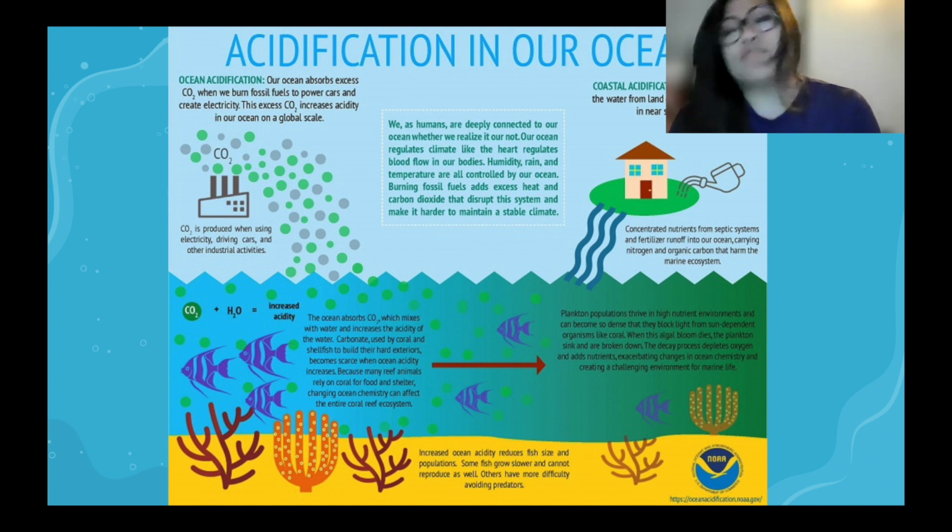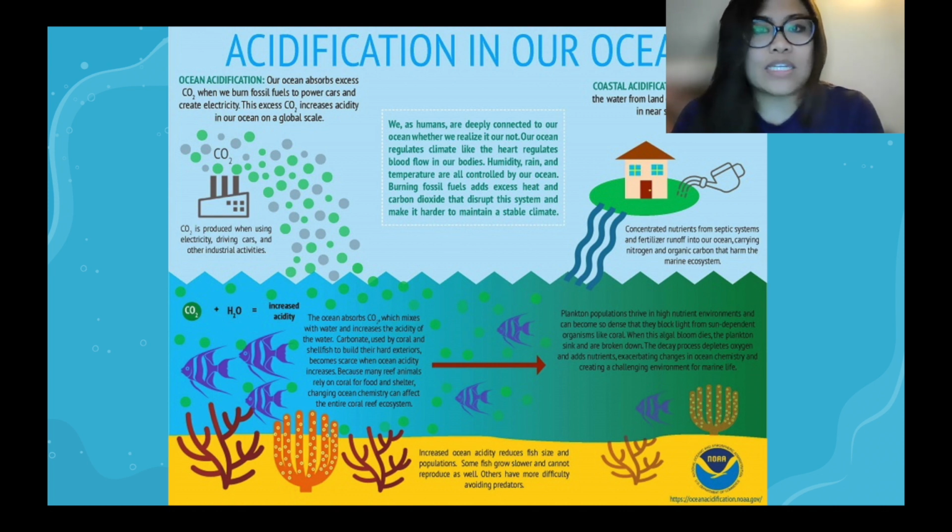So if you love crabs or lobsters or shellfish, any of those things, coral reefs, they're all affected by acidification. We as humans are deeply connected to our ocean, whether we realize it or not. And our ocean regulates climate like the heart regulates blood flow in our bodies. Humidity, rain, and temperature are all controlled by our ocean. Burning fossil fuels adds excess heat and carbon dioxide that disrupt the system and make it harder to maintain a stable climate.